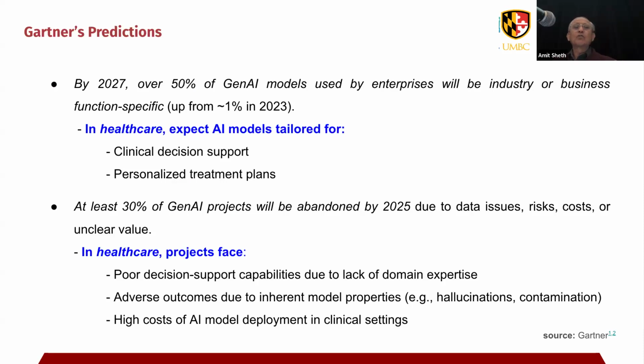By 2027, over 50% of Gen AI will be used by enterprises, and they'll be industry or business function specific. So in our case, we use the words custom or targeted models. The models that we want to develop are tailored or customized for, or targeting, a very specific application, let's say clinical decision support or personalized treatment plans, personalized AI. And Gen AI is just not your solution. So now what?